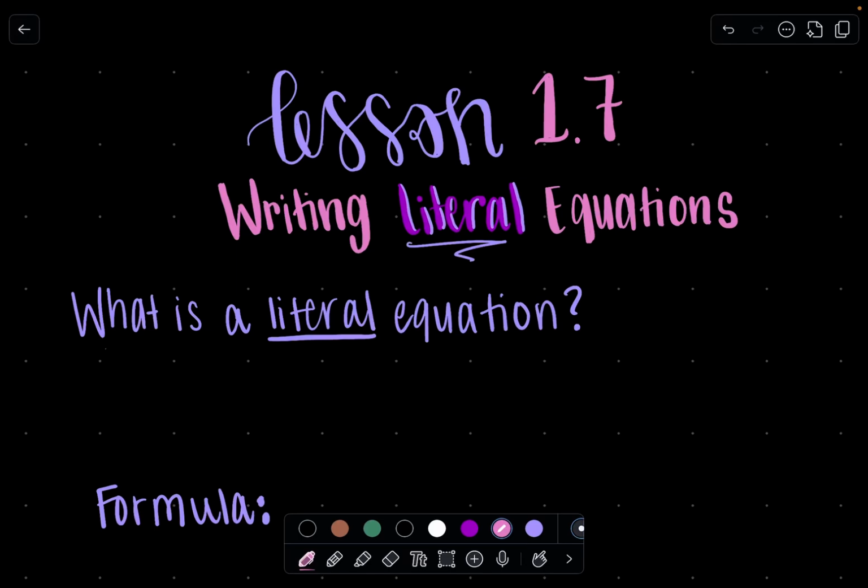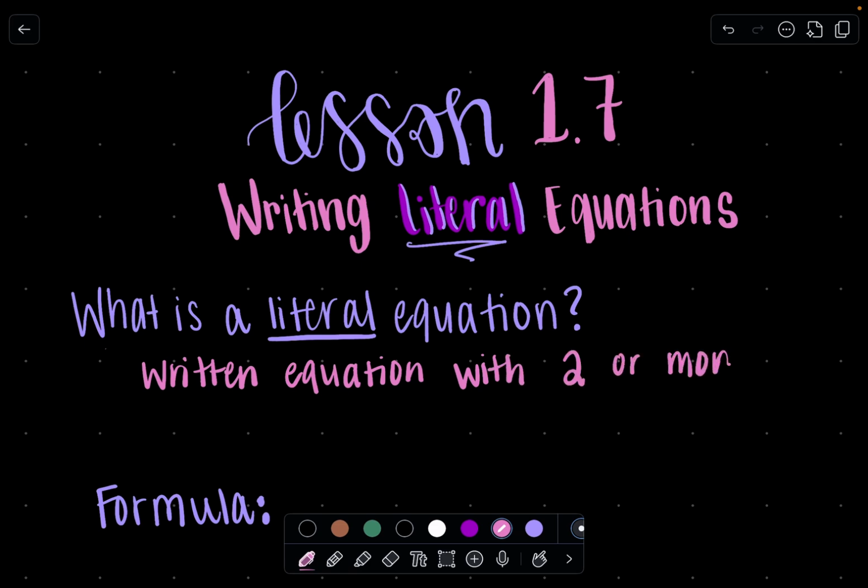Lesson 1.7, Writing Literal Equations. What is a literal equation? A literal equation is a written equation. So if something's literal, it means it's in writing, it's written down. It's a written equation with two or more variables.